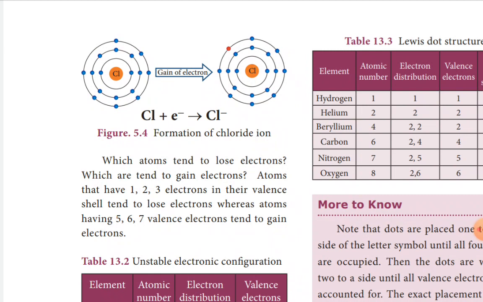There will be no change in the number of protons. Protons are always the same, which is in the nucleus of an atom: 17 protons in the nucleus, but 18 electrons. 1 electron is in excess. What is the charge of an electron? Negative, minus. That's why it is given as Cl minus. Cl minus is going to be the chloride ion.